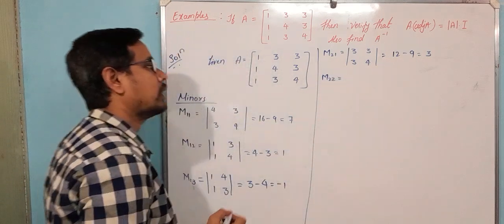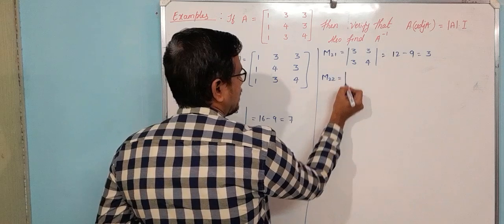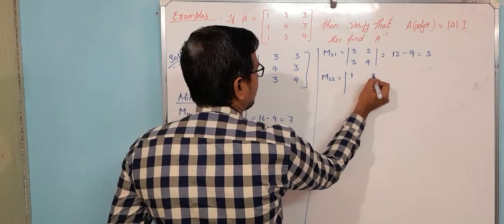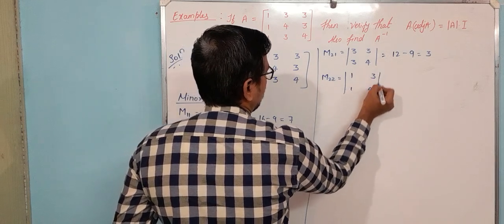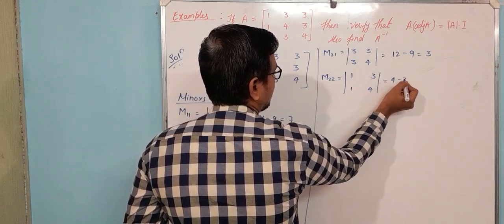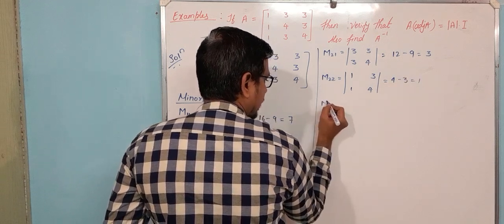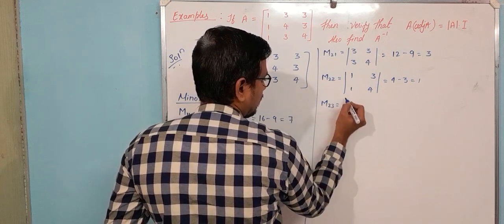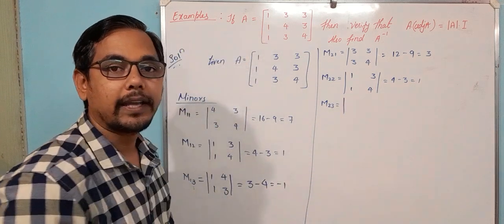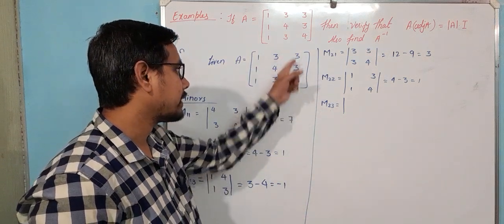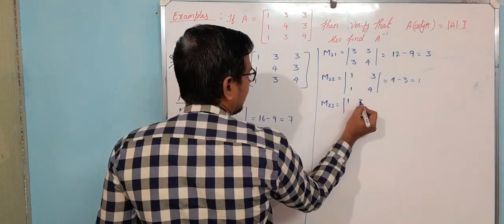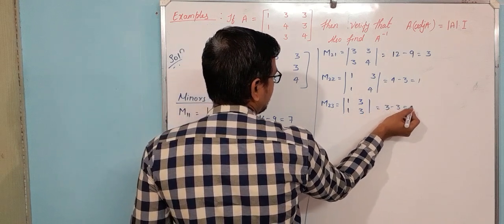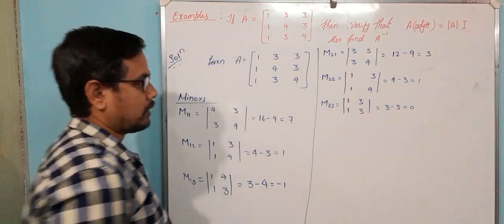Similarly, M22 is the minor of A22. Leaving the second row and second column, what we get is 1, 3, 1, 4. So this is 4 minus 3, that is 1. M23 is the minor of A23, that is leaving the second row and third column. What we get is 1, 3, 1, 3. This is 3 minus 3, that is 0.